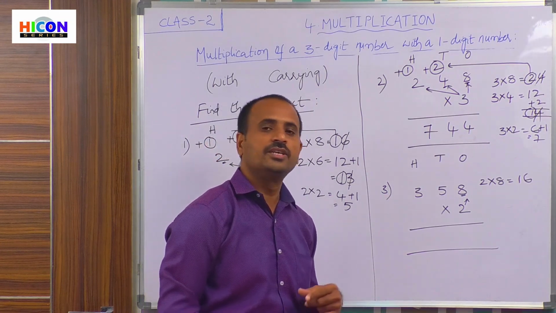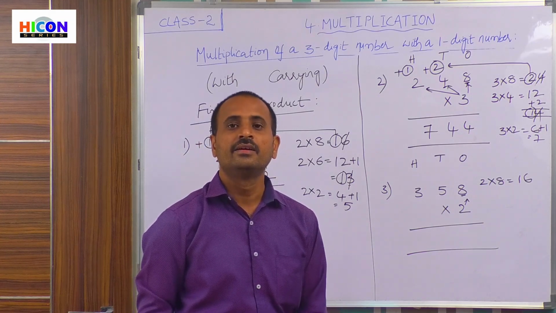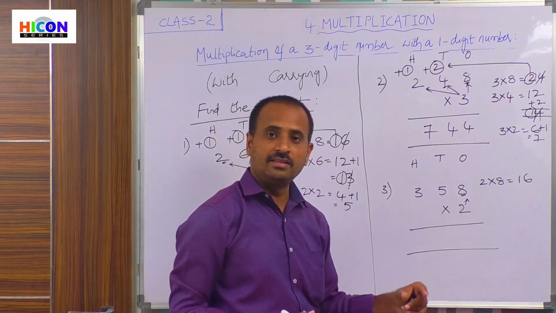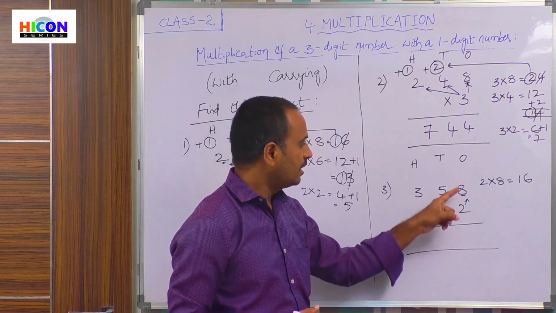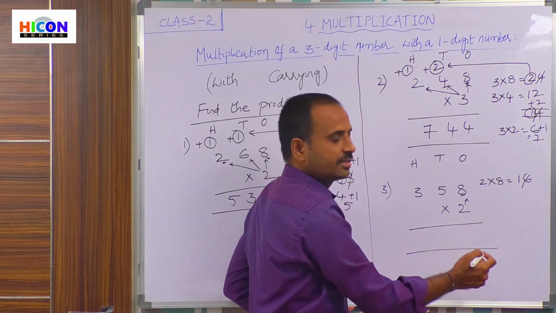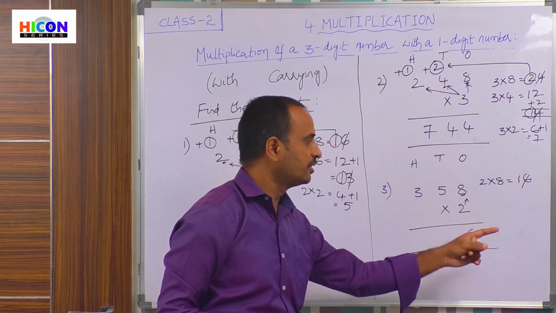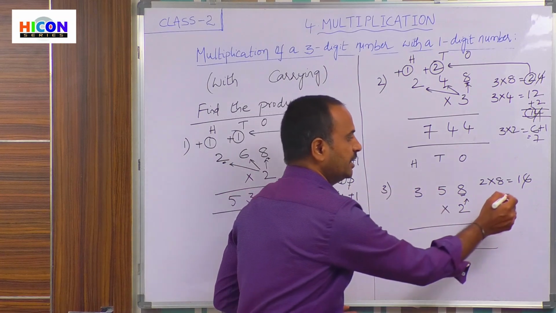So if the product is a 2-digit number, then we have to take carry. How to take carry? In the 2-digit number, write the second digit under ones place. What is the second digit here? 6 is the second digit. Write 6 under ones place. And carry the first digit to the next place. What is the first digit here?